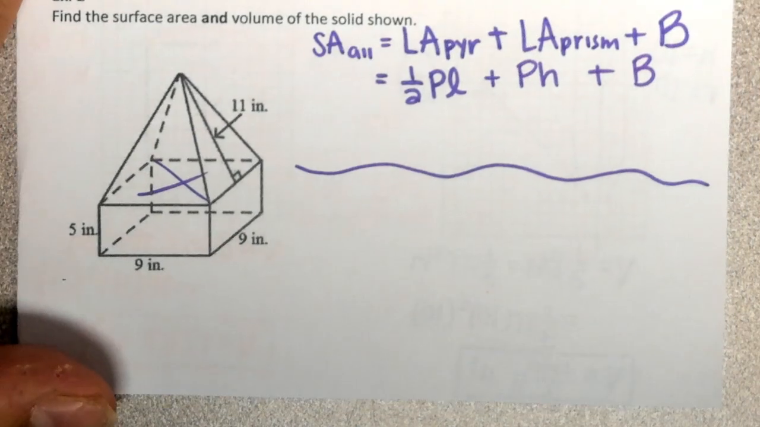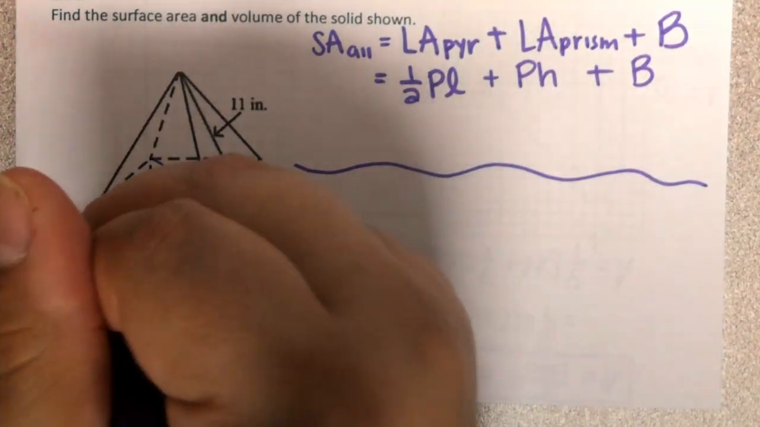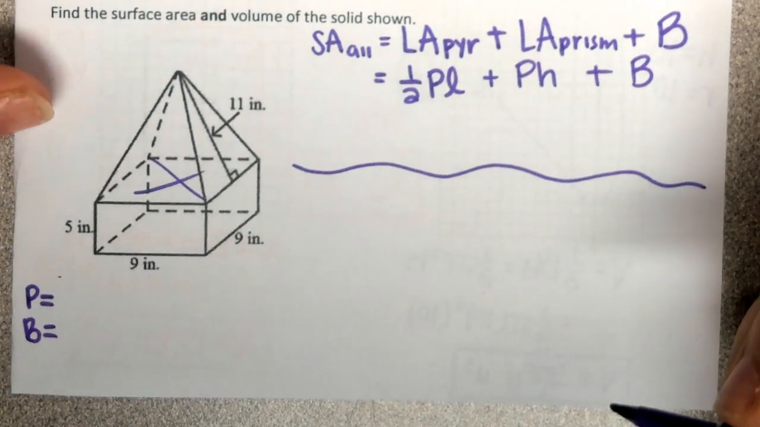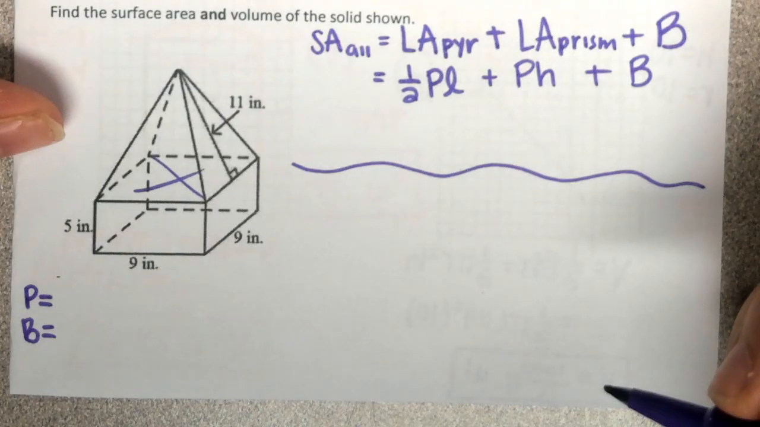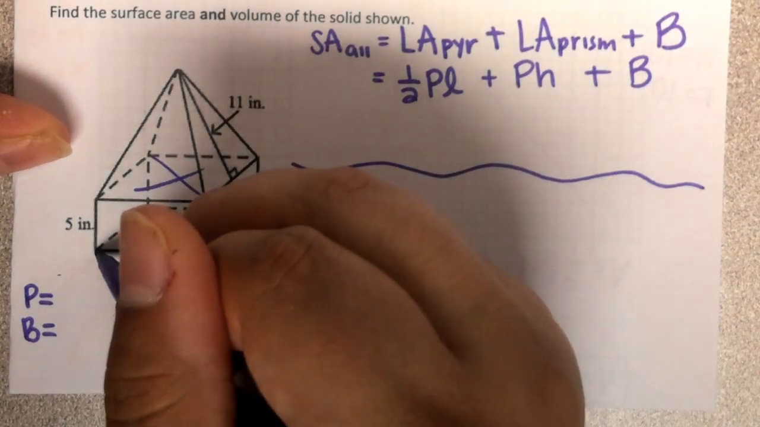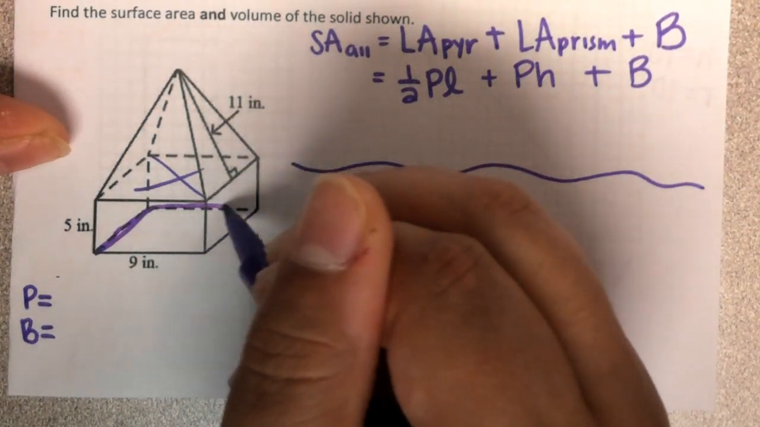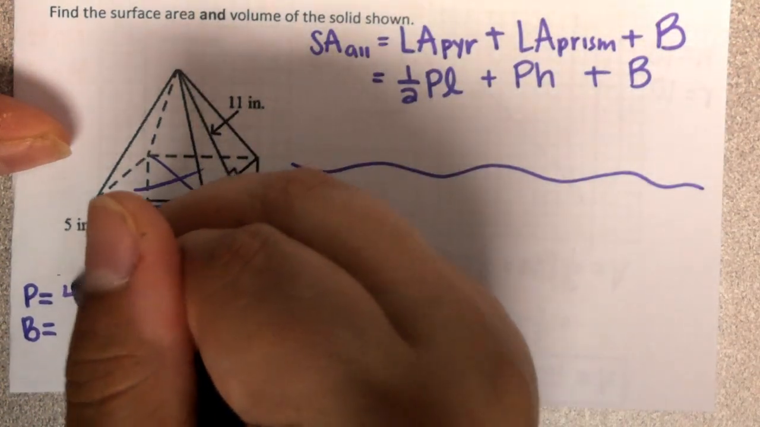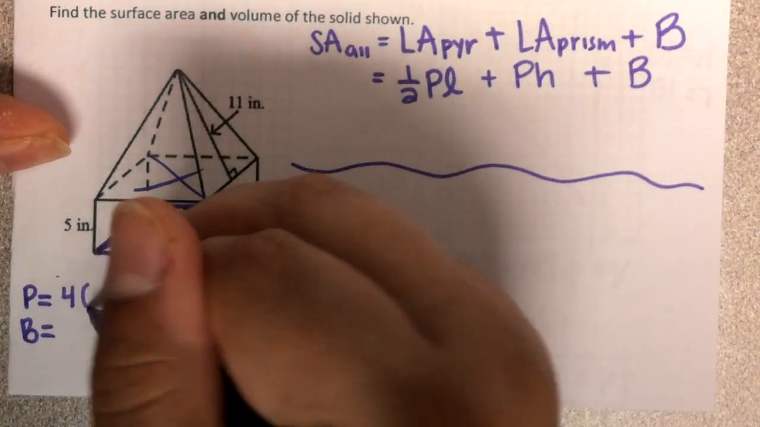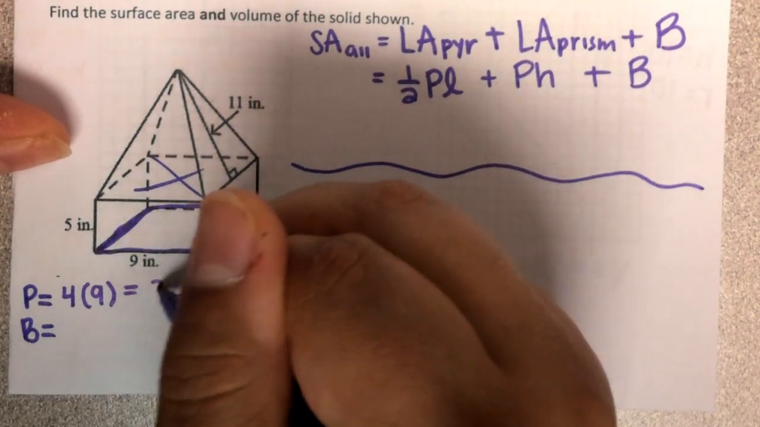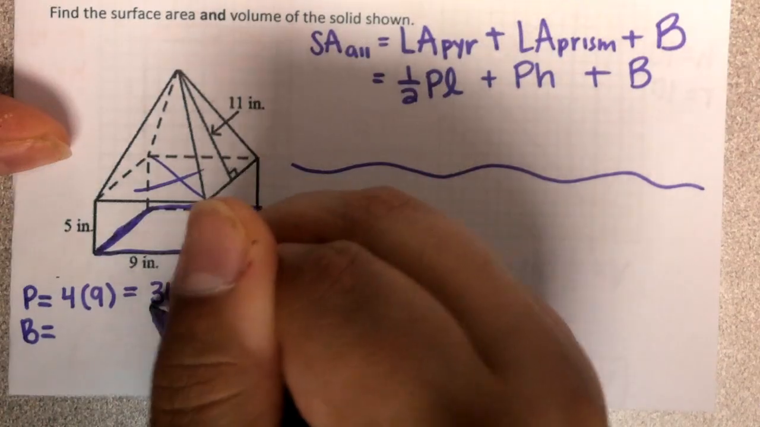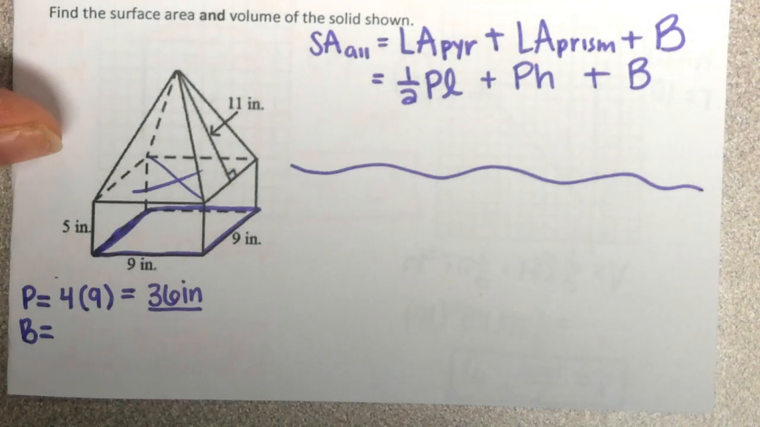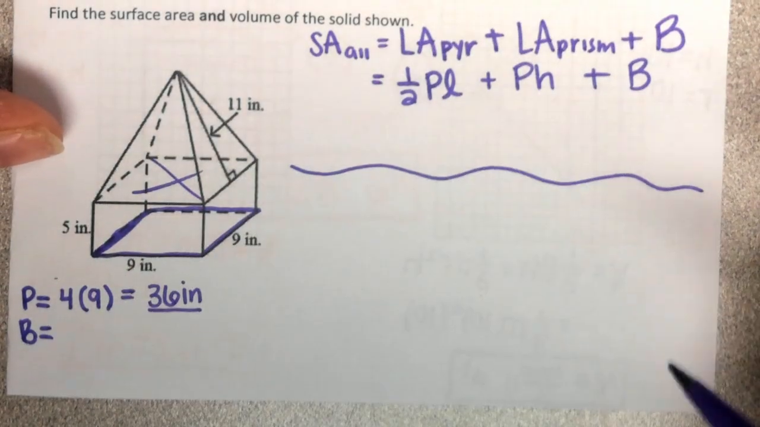So, write that down. I need to know P here. I need to know big B here. How do I find P? What is my base here? Do y'all agree it's a square at the bottom? You can either do 9 plus 9 plus 9 plus 9, or you can do 4 times 9 is 36. Add up all the sides of this base down here.